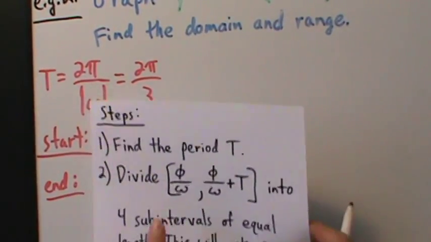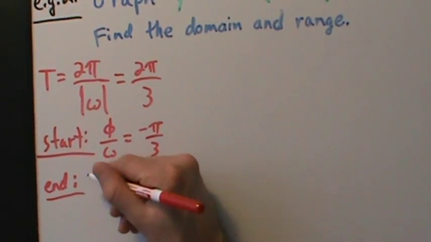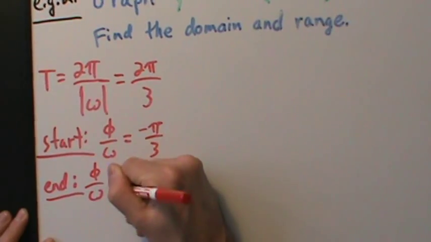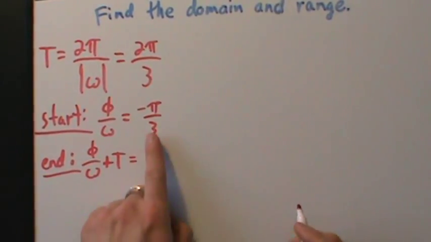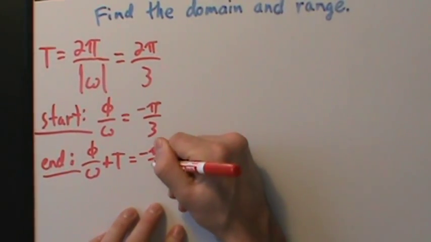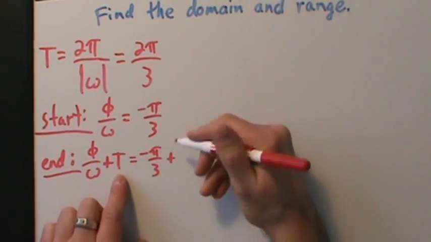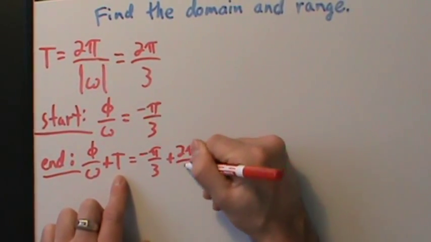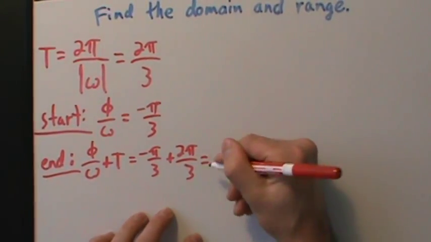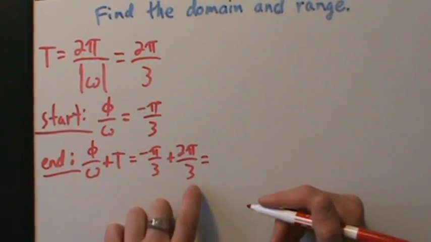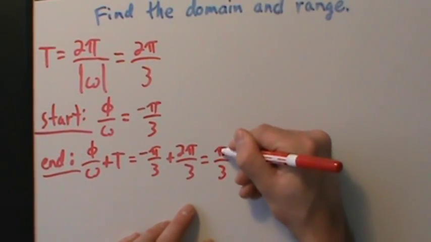So we start at phi over omega, we end at phi over omega plus t. So this is going to be phi over omega plus t. Phi over omega, we just found out that's negative pi over 3. That's our phase shift. And then plus t, well, we already know that t is 2 pi over 3. So this is phi over omega plus t. And that simplifies to what? That's really 2 pi over 3 minus pi over 3, which is just pi over 3. That's good.